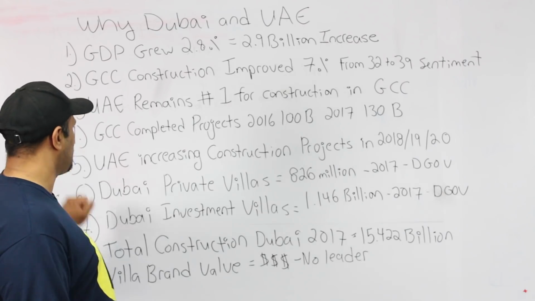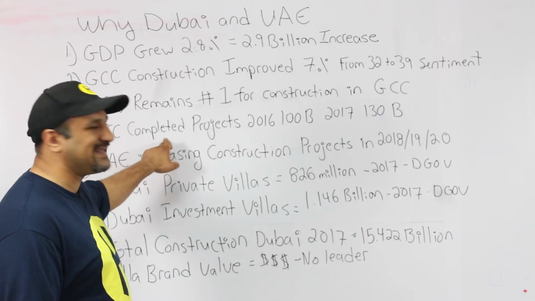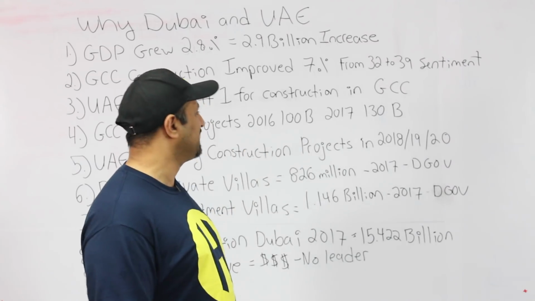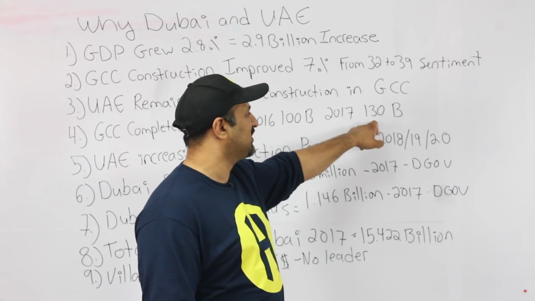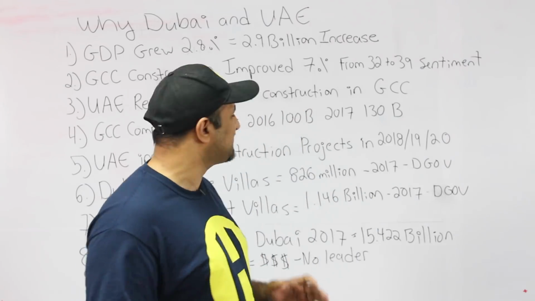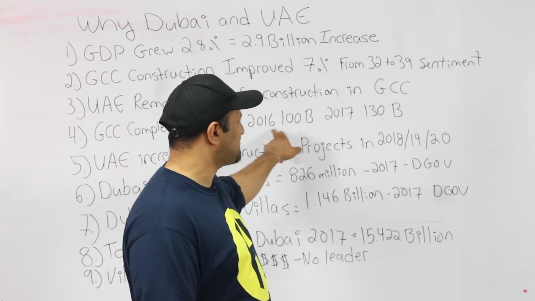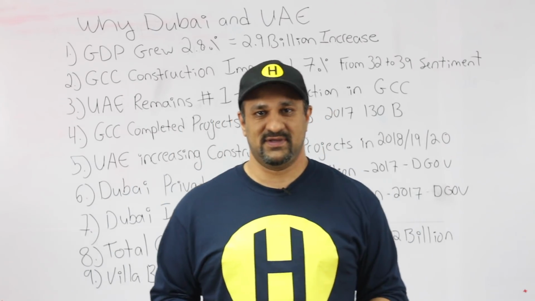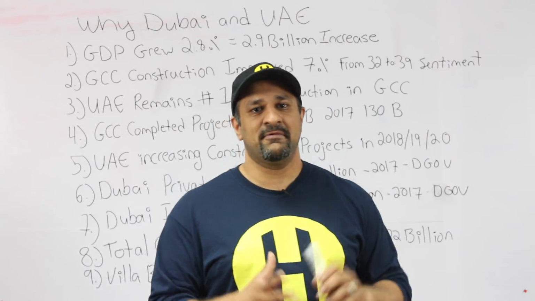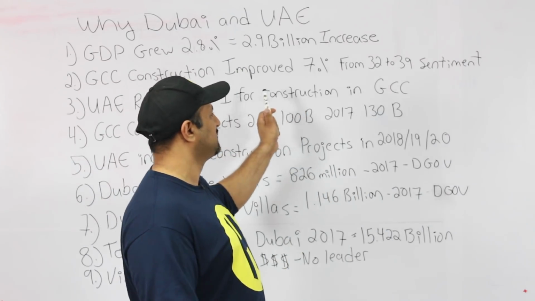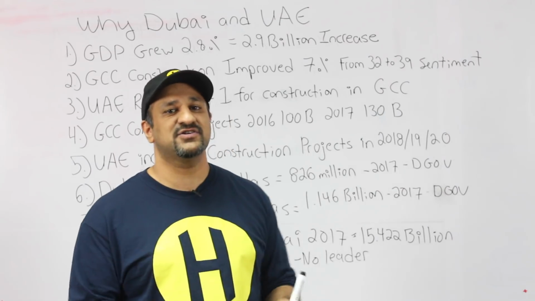Point number 4: the GCC completed projects in 2016 of 100 billion. In 2017, it did 130 billion. We're talking dollars here. When you look at these figures, from 2016 to 2017, there was a $30 billion jump. Now, remember what I said in point 3? UAE remains the number 1 destination for construction in the entire GCC.